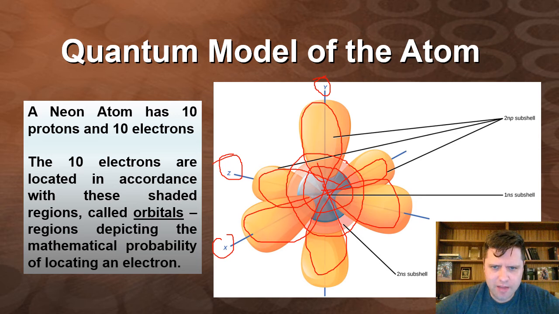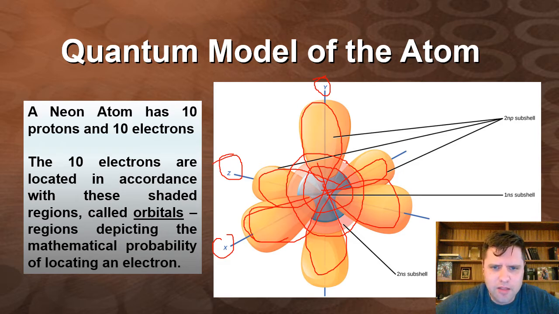So we've got 2 spherical orbitals, and then you see you've got 3 figure eight orbitals. And each of these orbitals can hold up to 2 electrons. So 2, 4, 6, 8, 10. So the 10 electrons that you find around neon are actually found in these kinds of locations. And remember, each of these orbitals depicts where 2 electrons might be.